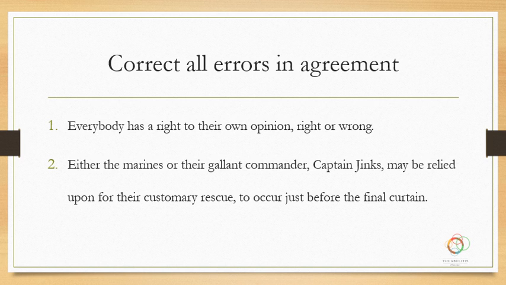Alright, we have to correct all errors. So let's take a look here. That means we need to find the pronouns first. Where are our pronouns? Everybody, is that a pronoun? Yes. Has a right to their own opinions, right or wrong. Okay. Everybody is a singular pronoun, right? Singular indefinite pronoun. Subject, verb, everybody has a right to their own opinion.